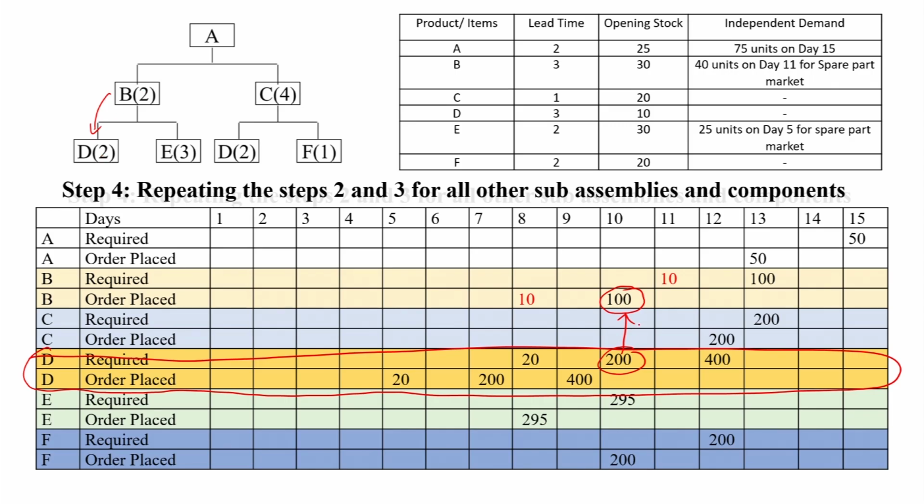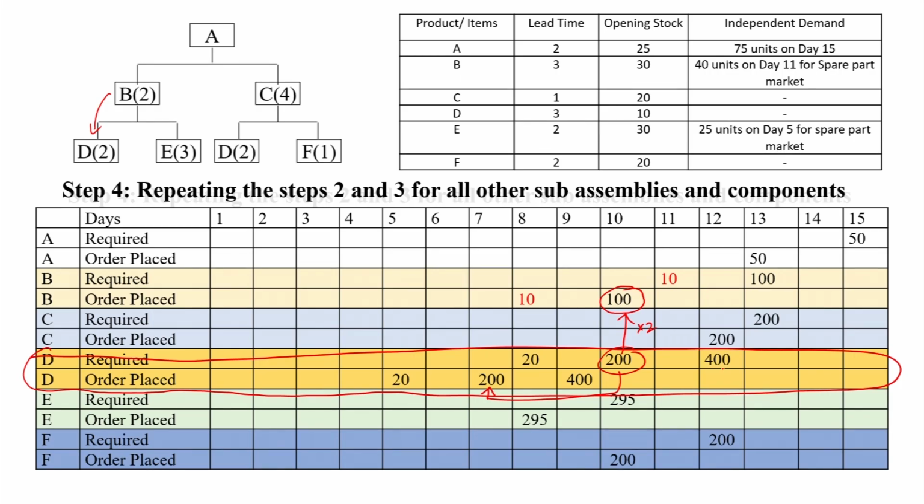So, 100 into 2 is 200, and the lead time for D is 3 days. So, you shift it to here and bring it here. So, 3 days, you place the order on 7th day, so that it is received on 10th day, and you can start the production of B on 10th day to produce it on the 13th day, and 13th day you can start the production of A, so that it is dispatched on day 15. So, this is how we can see.